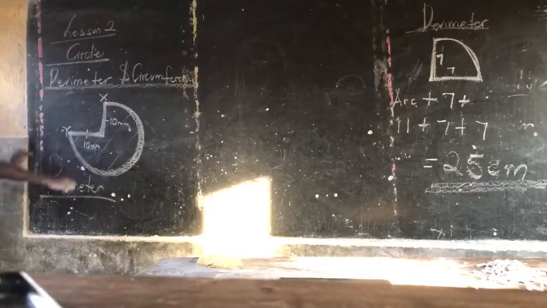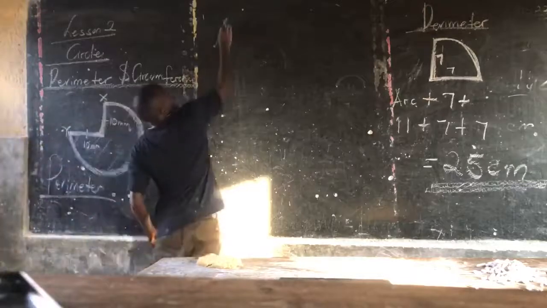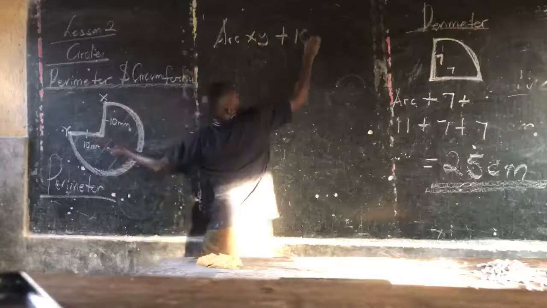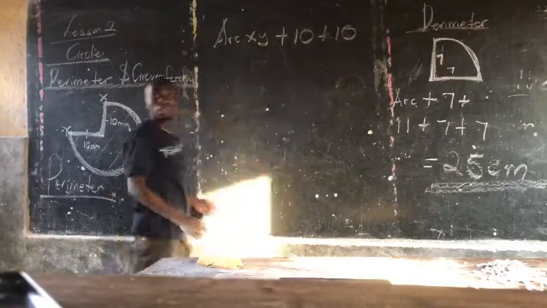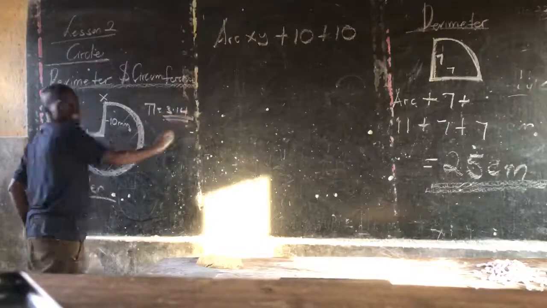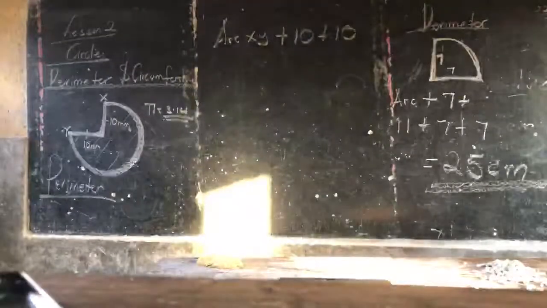Like this. Are we together? How to get this arc? Are you getting me? Let's get the arc. X, Y. I add this 10 and another 10. Are we together? And this time let's use pi as 3.14.